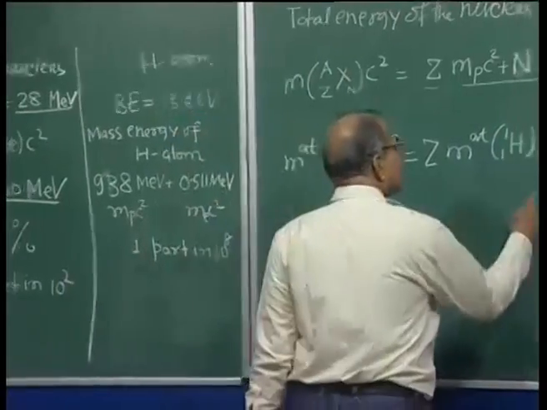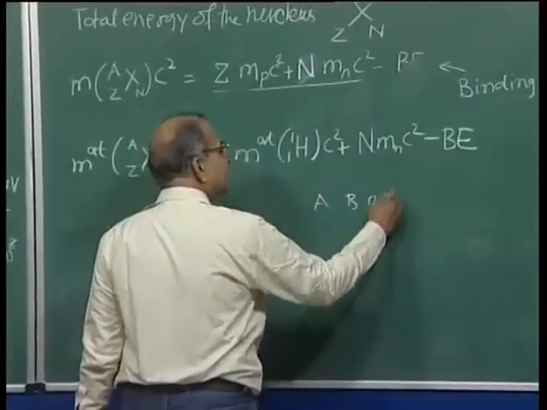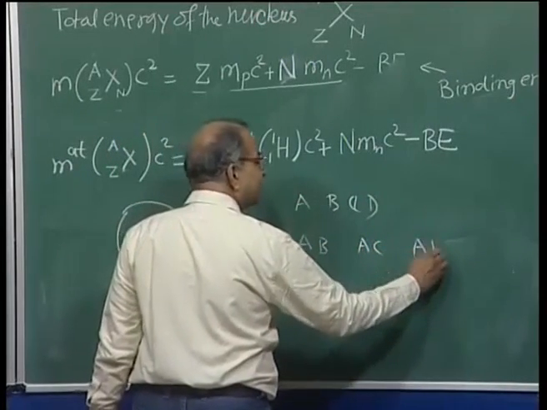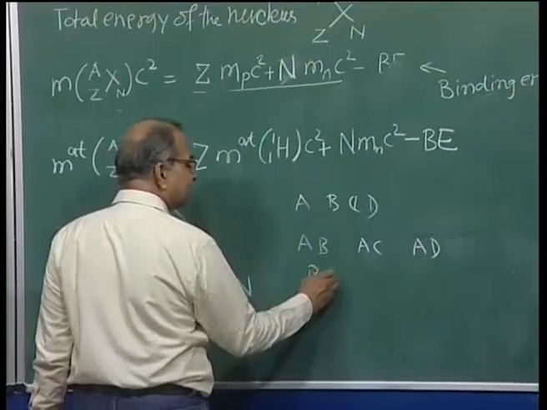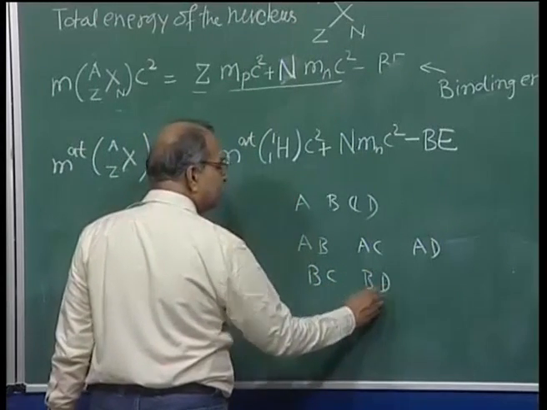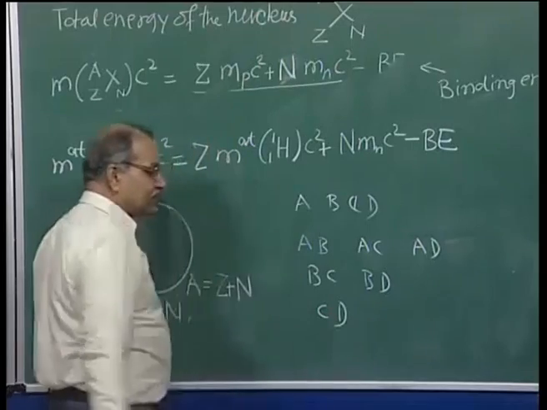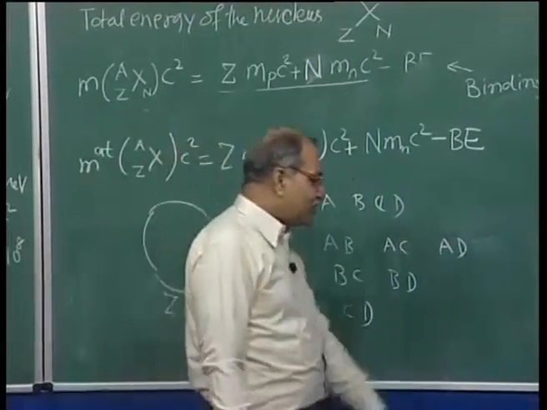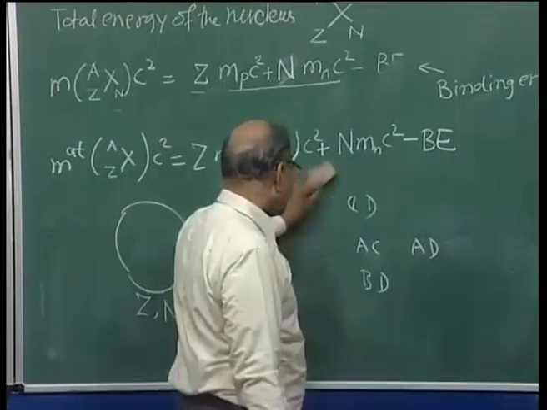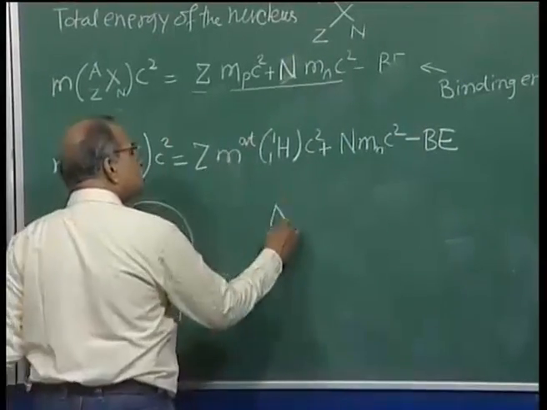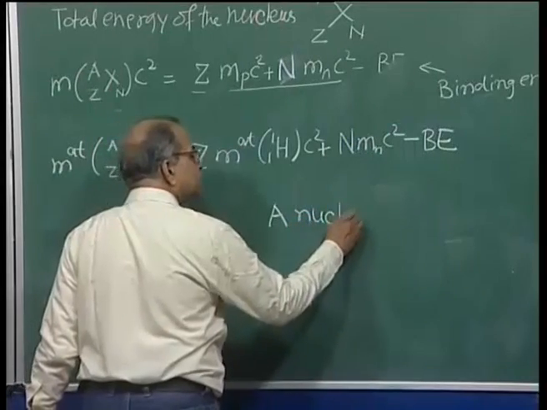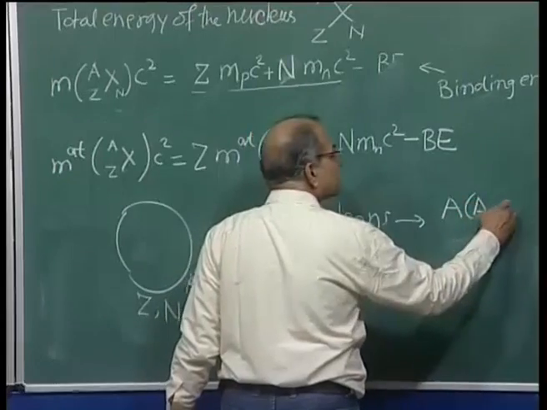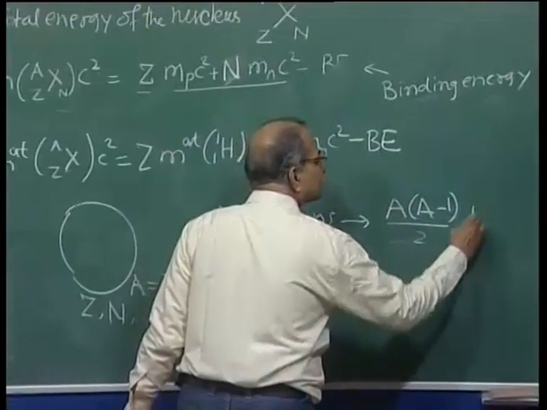If you have 4 particles A, B, C and D, you can form AB, AC, AD, then BC, BD, and CD. So, 6, right. Similarly, if you have A nucleons, you can form A times (A minus 1) by 2 pairs.